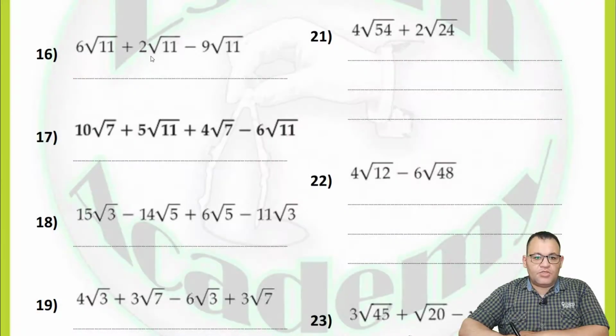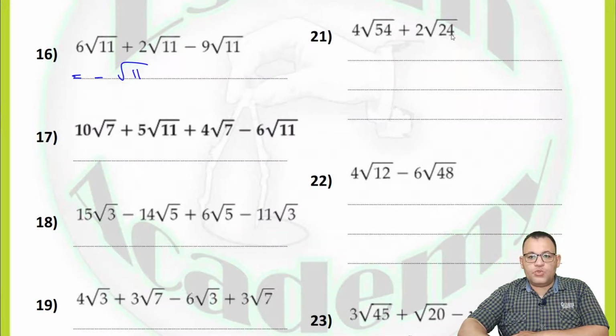6 root 11 plus 2 root 11 minus 9 root 11. 6 plus 2 equals 8. Minus 9 equals negative 1. So it will be negative 1 root 11, which equals negative root 11.